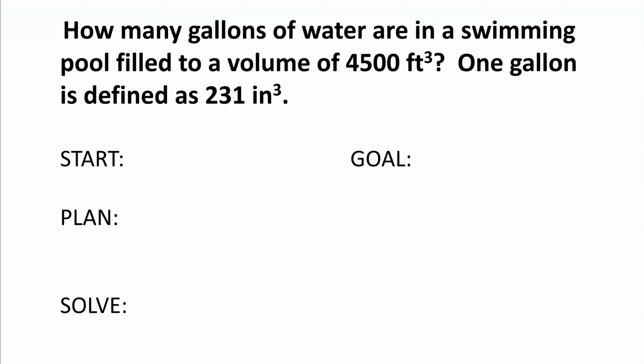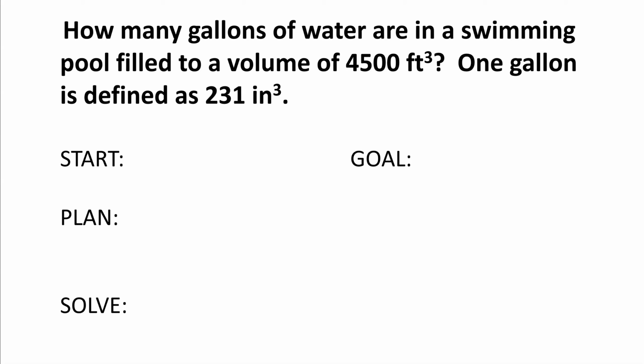So problem number 1. How many gallons of water are in a swimming pool filled to a volume of 4,500 cubic feet? And I will give you some information that 1 gallon, that's a volume unit, is defined as 231 cubic inches. So start by figuring out what information you have at the beginning and what is your goal.